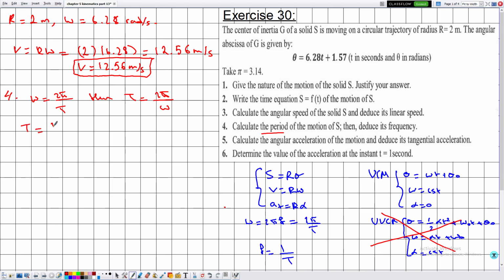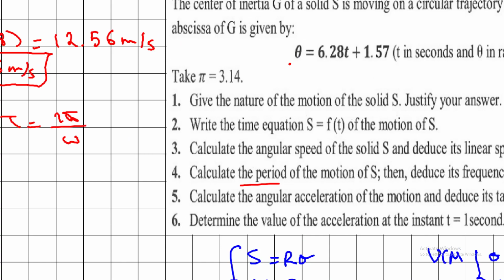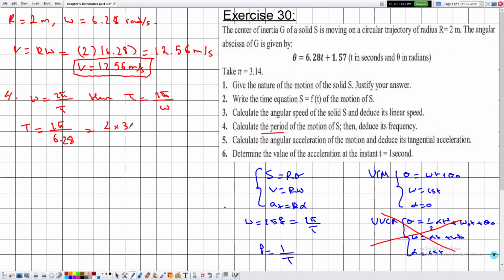So the period is equal to 2 pi divided by omega. The value of omega is given by 6.28. The value of pi is given by 3.14. Now plugging this fraction on the calculator, then the period is given by 1. Since everything is expressed in the SI, then the value of the period will be in the SI, which is seconds. So period is equal to 1 second.